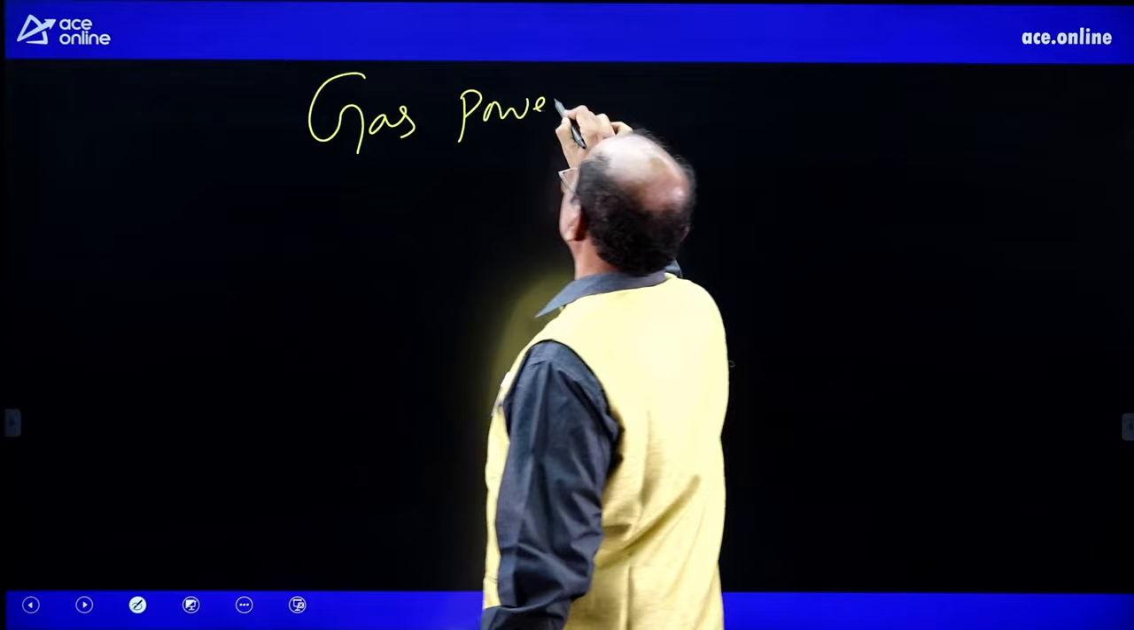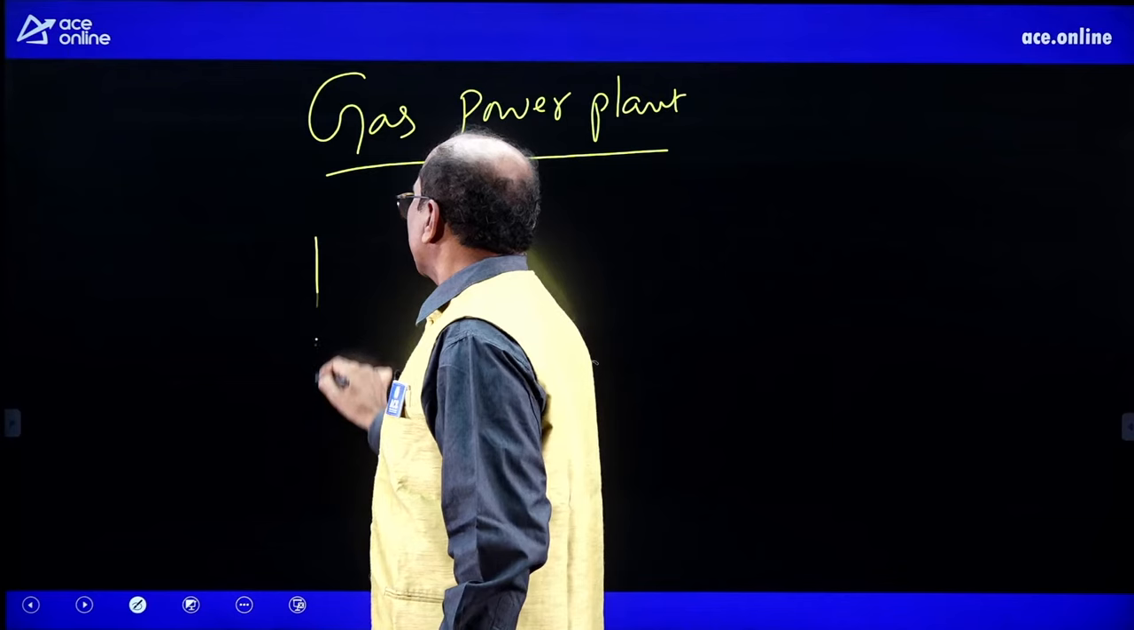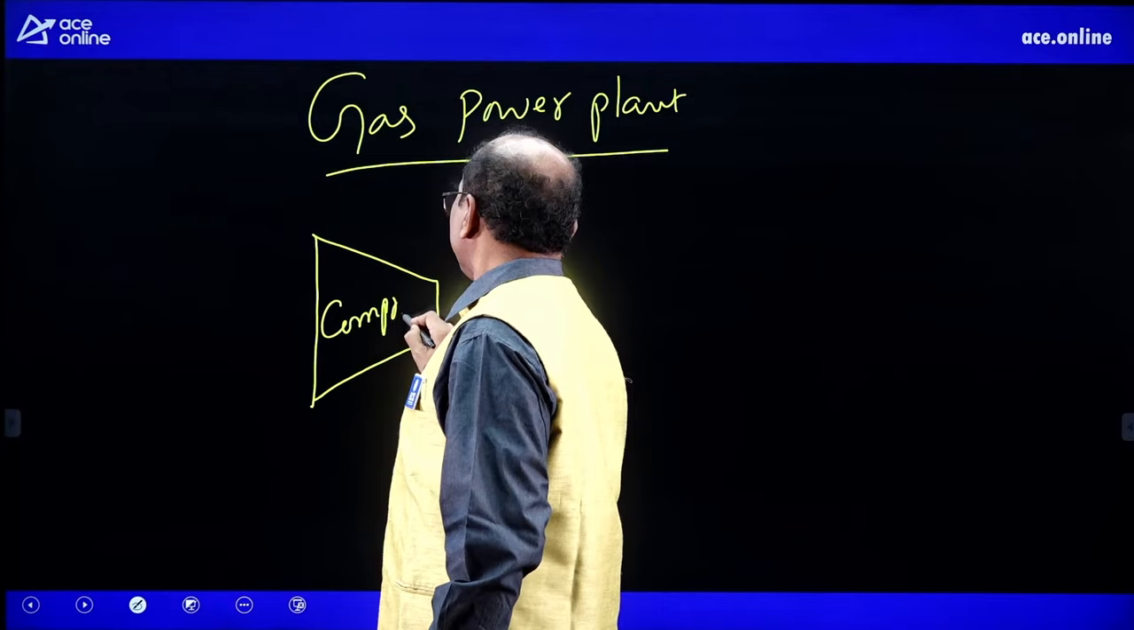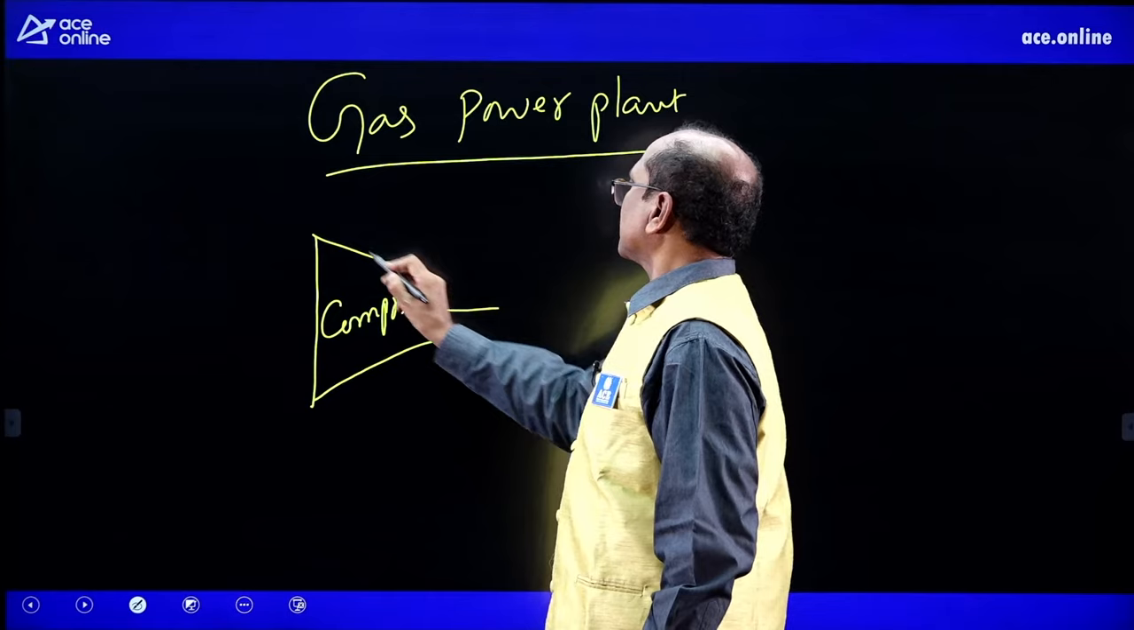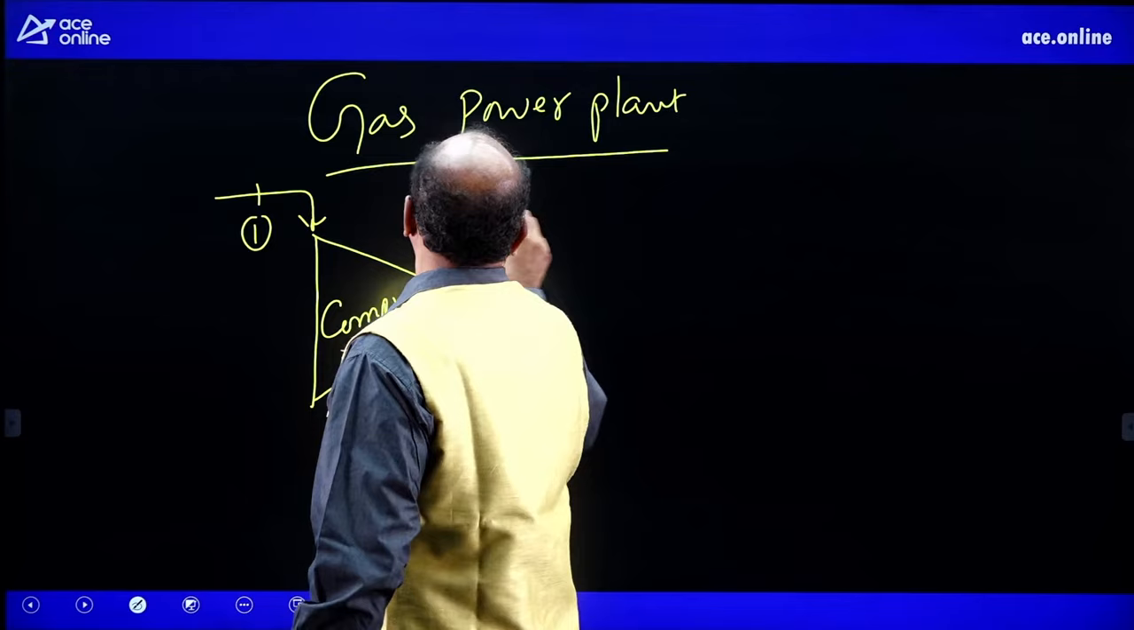Gas power plant means we need a compressor, an axial flow compressor. The compressor's purpose is to take the air from the atmosphere and compress it to high pressure. That air enters here; this is the one input. This is the output. Then here is the heat chamber.